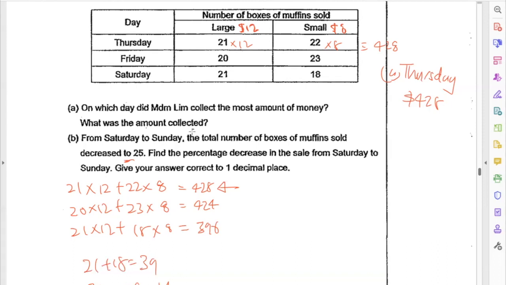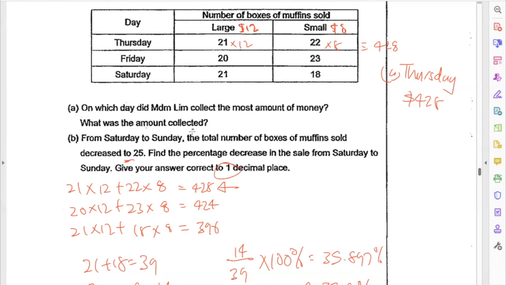So the percentage change will be the change over the original, which is 39, multiplied by 100%. That will give you 35.897% approximately. They want it to one decimal place, so 35.9%. So that's the answer.